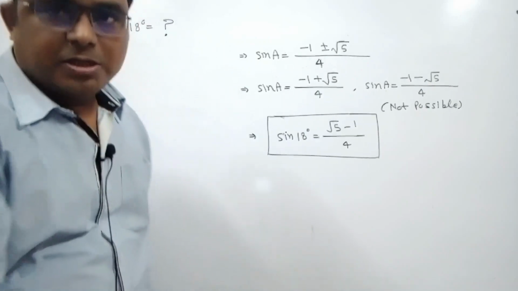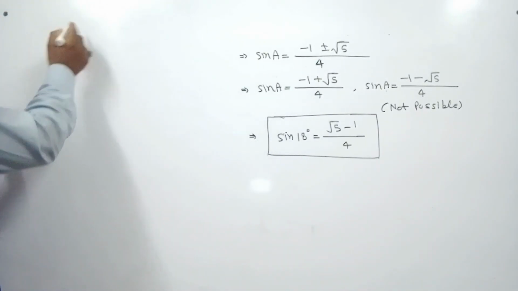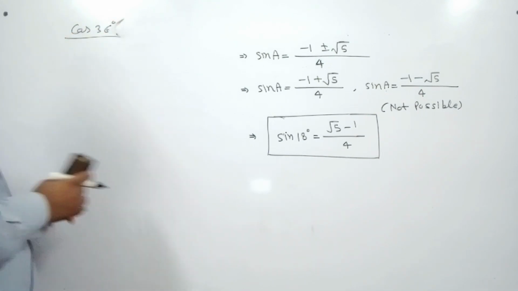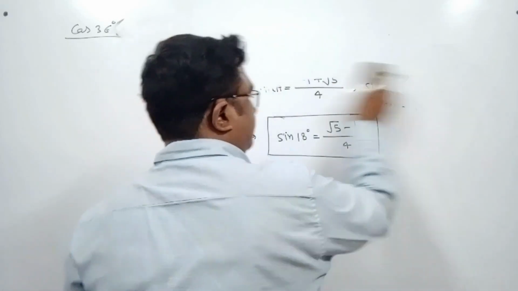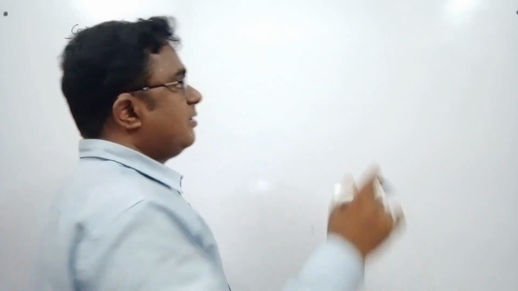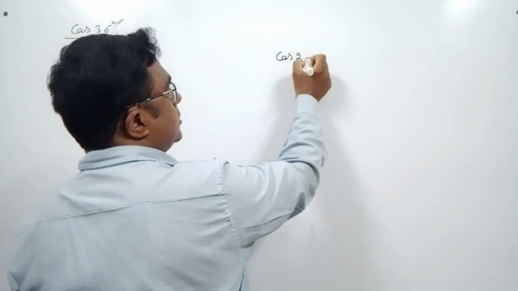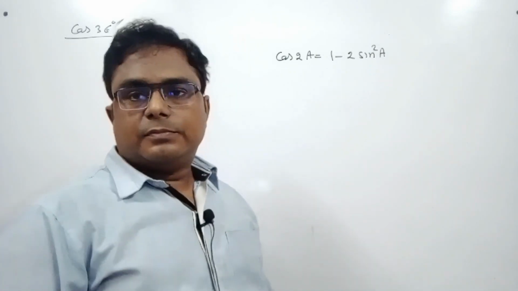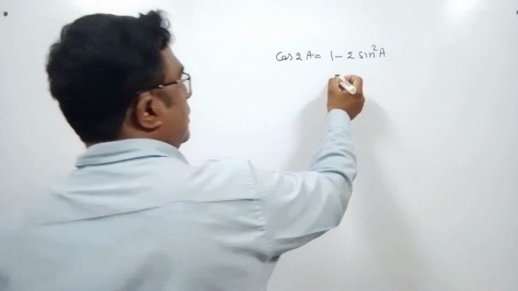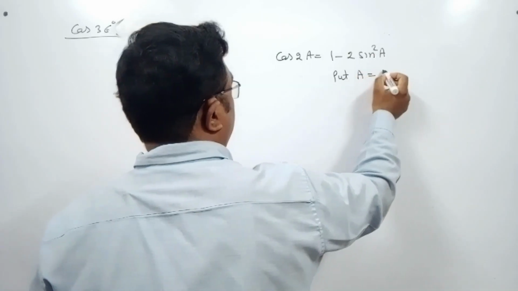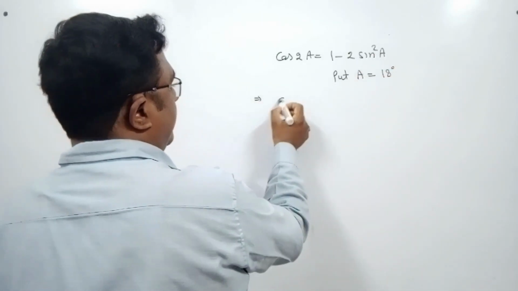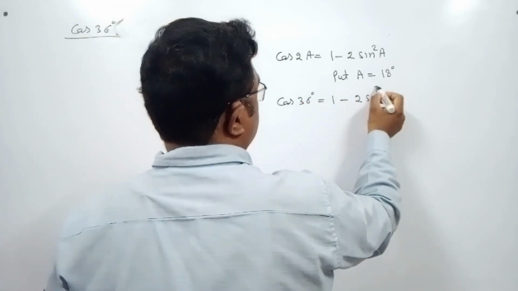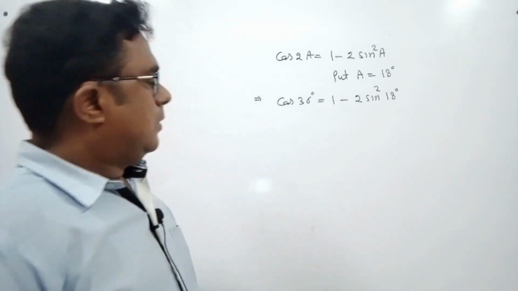On the second number, I will find out the value of cos 36 degree for you. We have an identity that cos 2A is equal to 1 minus 2 sine square A. It is one of many identities. Let us put A equal to 18 degree, then it will become cos 36 degree is equal to 1 minus 2 sine square 18 degree.